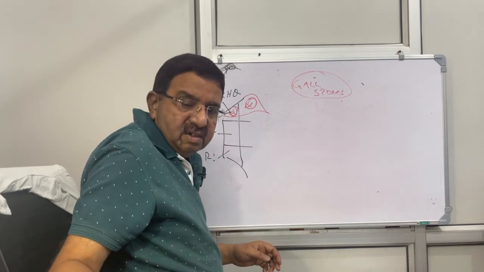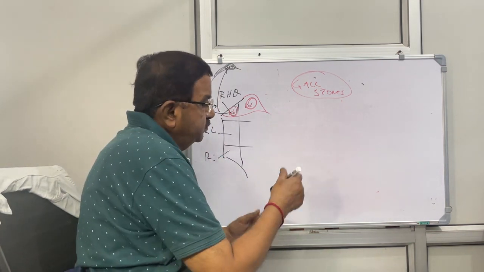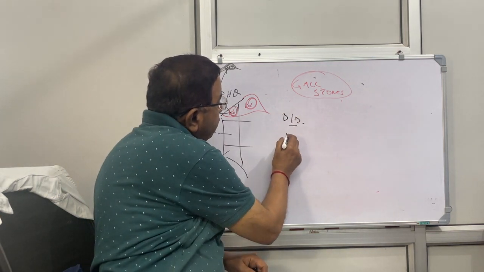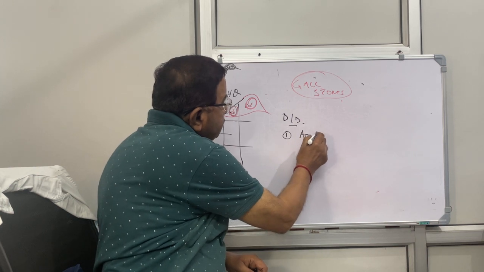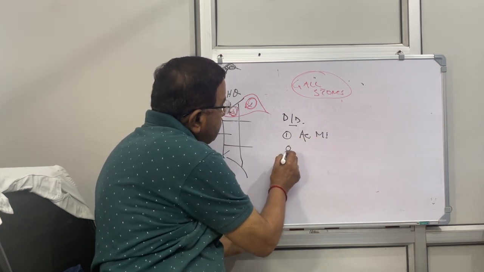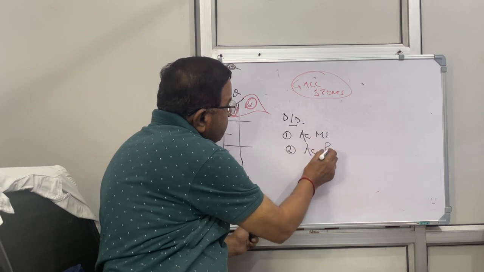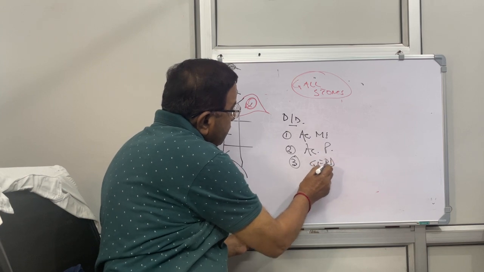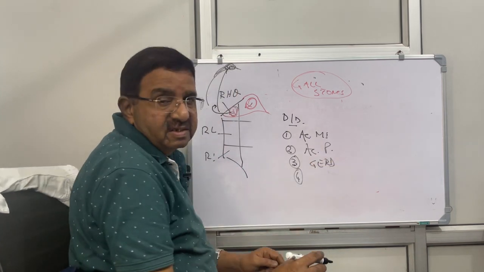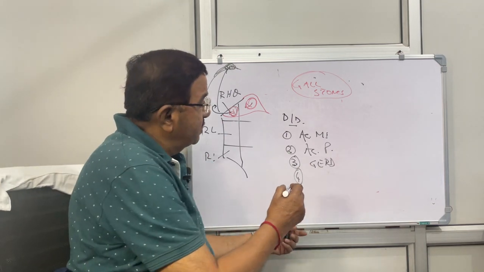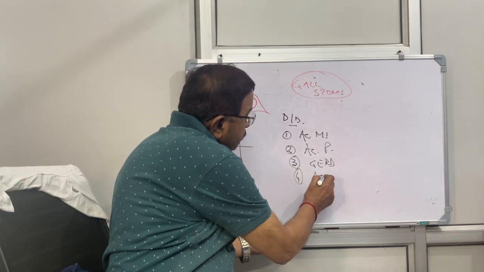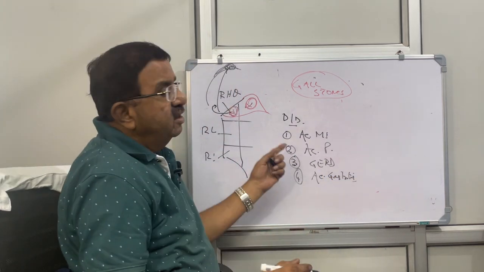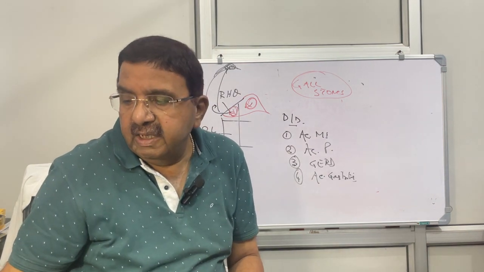So what is the differential diagnosis? Number one, most important, acute MI. Number two, acute pancreatitis. Number three, GERD. And number four is acute gastritis. So these are important conditions which are to be differentially diagnosed from biliary colic.